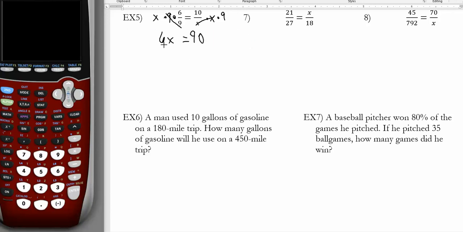And inverse operation, how do we get rid of the 6? Well, since it's multiplied, we divide. X ends up equaling 15. Alright, so in 6 and 7, these are both proportion problems. You just have to identify what we're talking about. So in example 6, we're talking about gallons of gas versus how many miles we can travel.